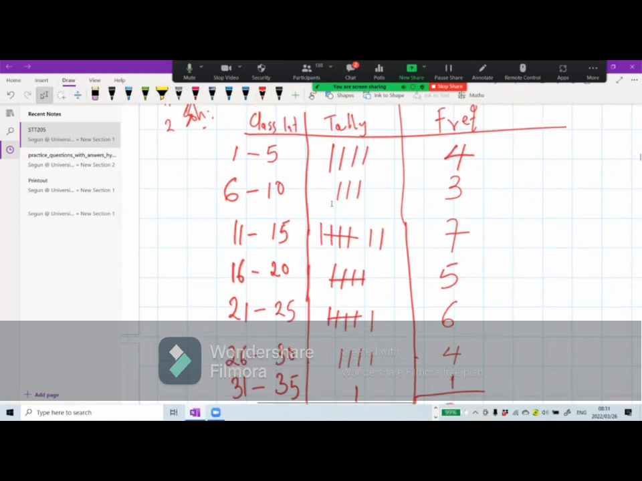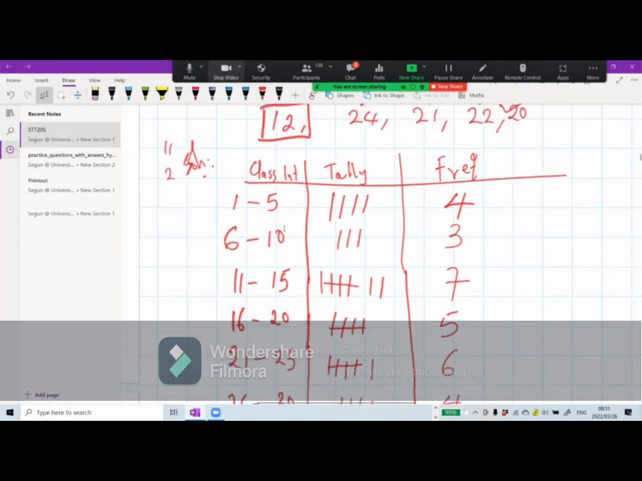Now we have class limit to be this. This is our class limit.